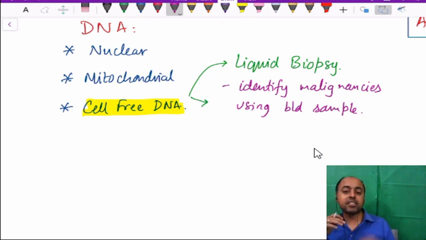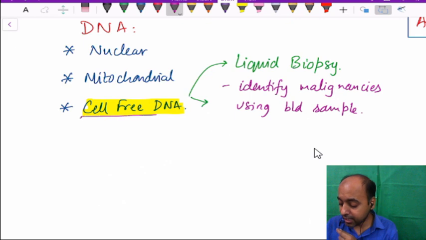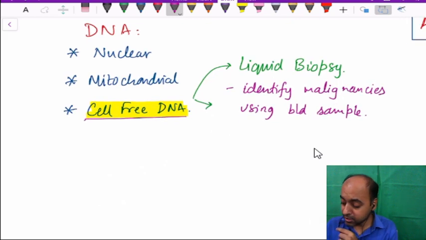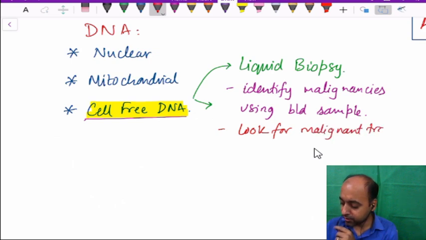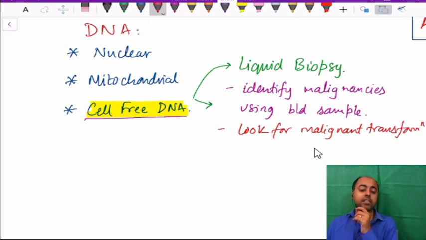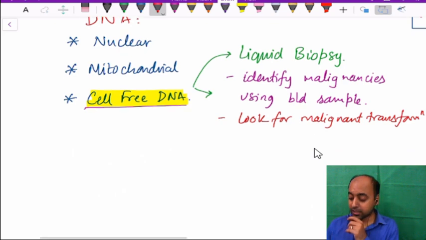So in that case, when we have some mass and we have a probable list of differentials, then rather than take the sample, what we do is take a blood sample, and we separate out the cell-free DNA and look for malignant transformation in the cell-free DNA. In this way, we are able to identify the malignancy.